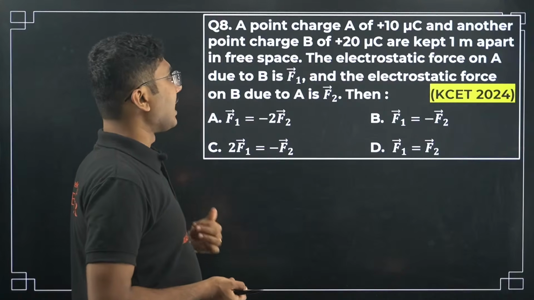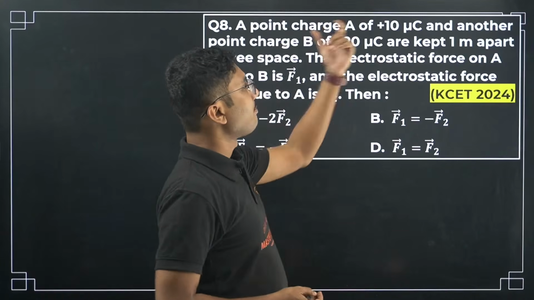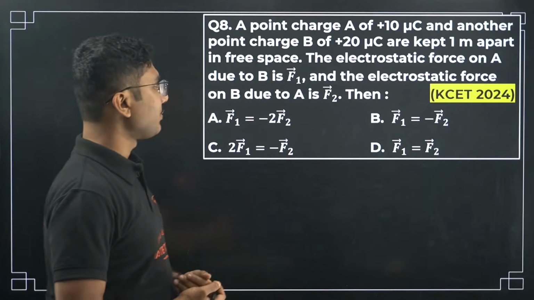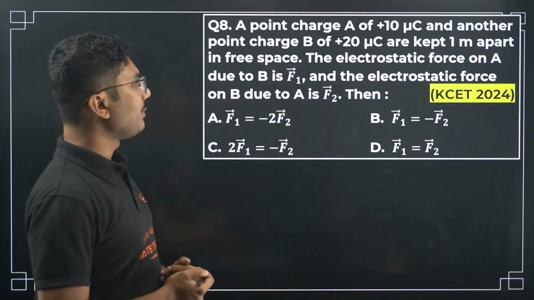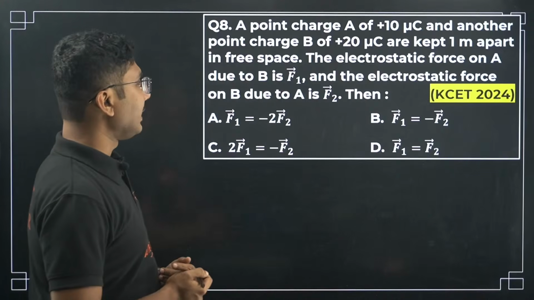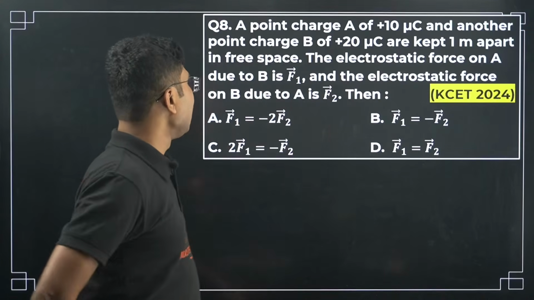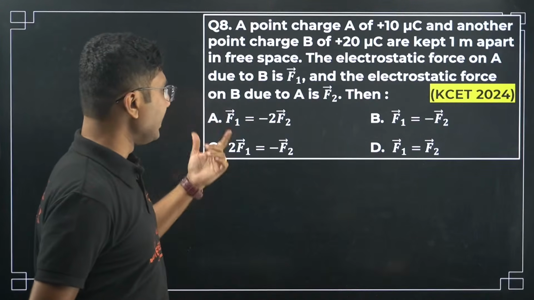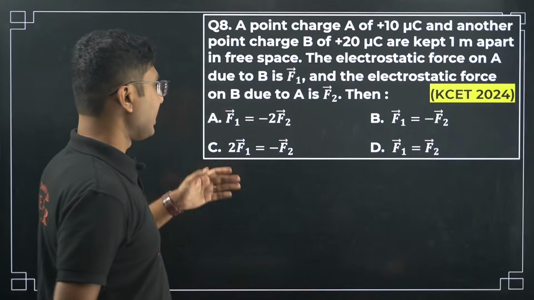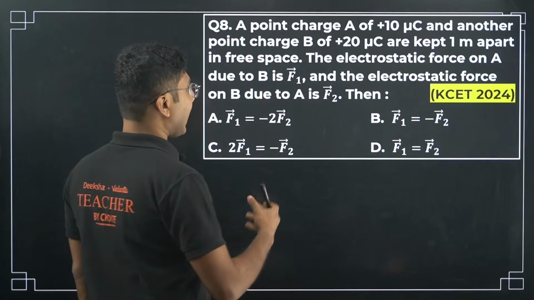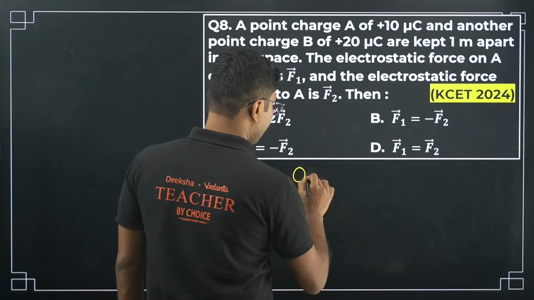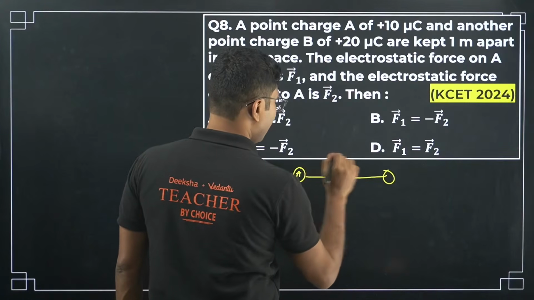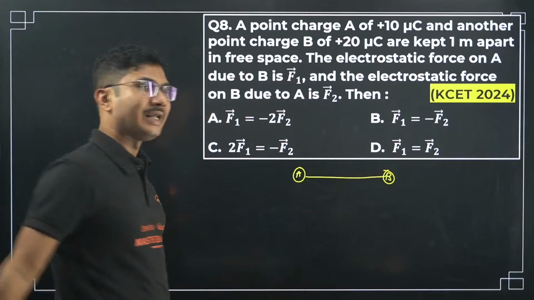A point charge A of plus 10 microcoulomb and another point charge B of plus 20 microcoulomb are kept 1 meter apart in free space. The electrostatic force on A due to B is F1 and the electrostatic force on B due to A is F2. Then what is the relationship between F1 and F2? Easy question. Here we have two charges. The charges are basically given for confusing you. There will be some questions like this mainly in KCET.